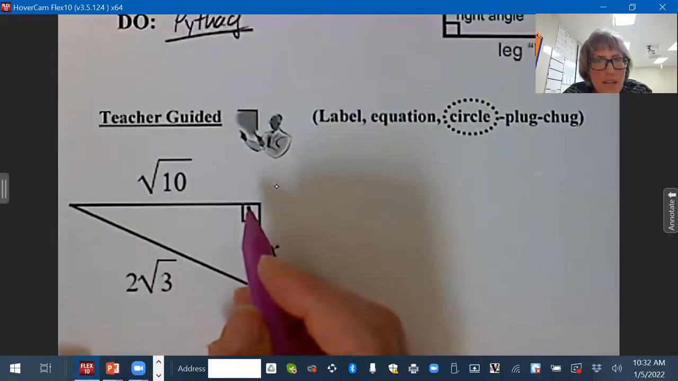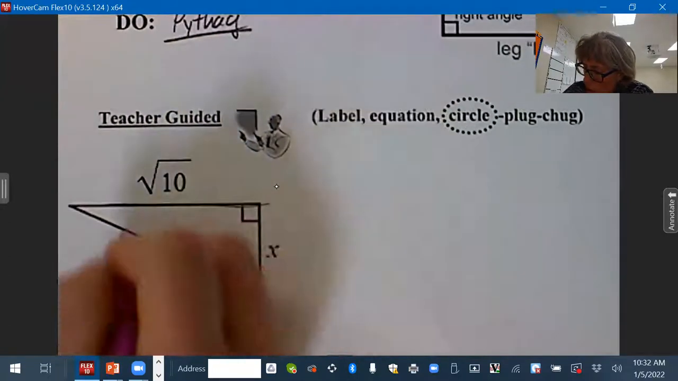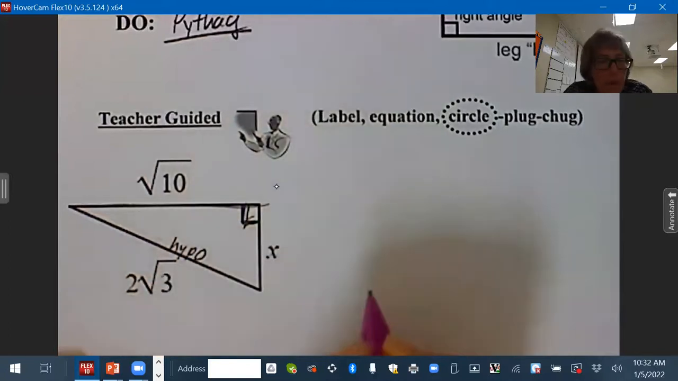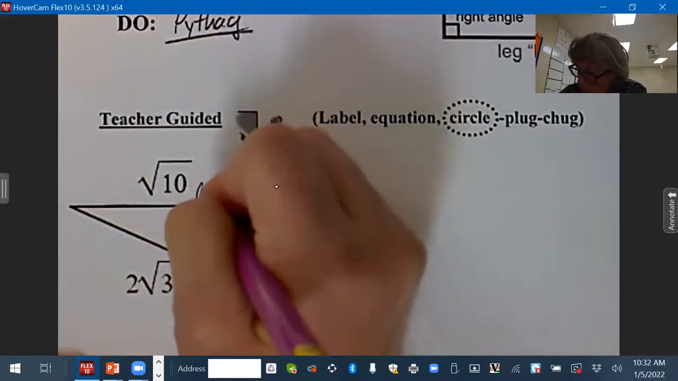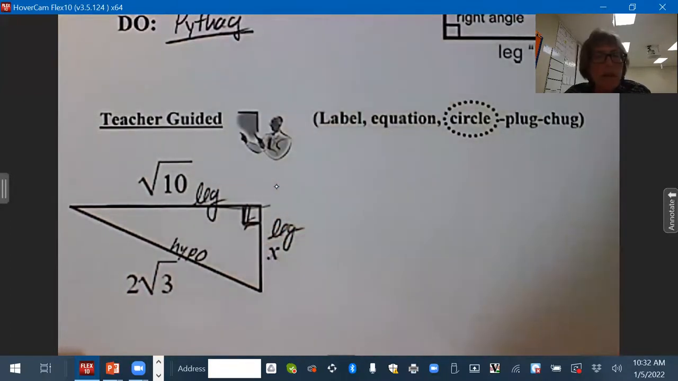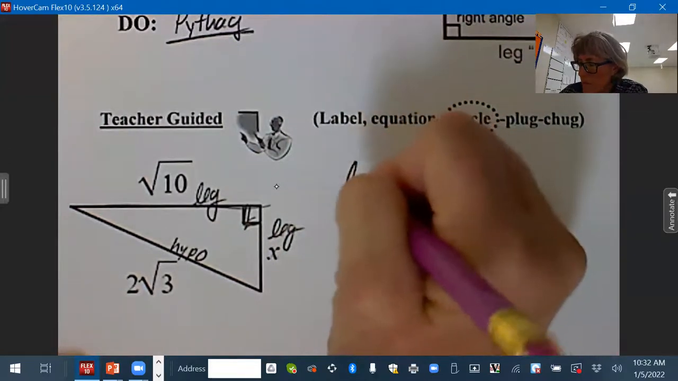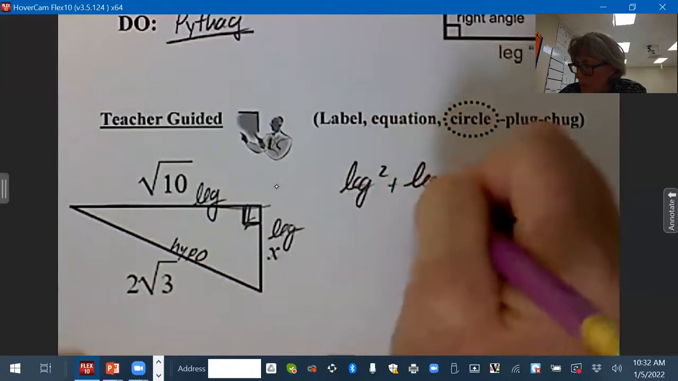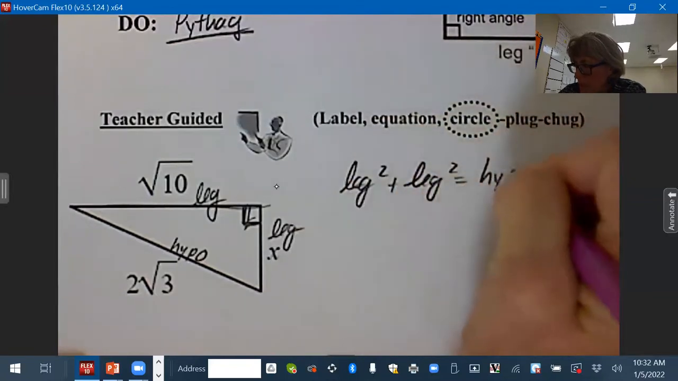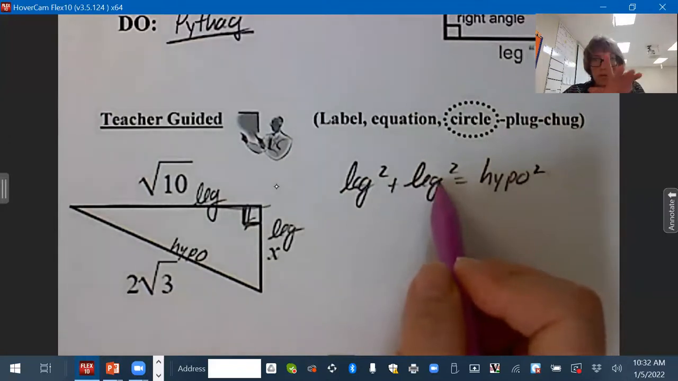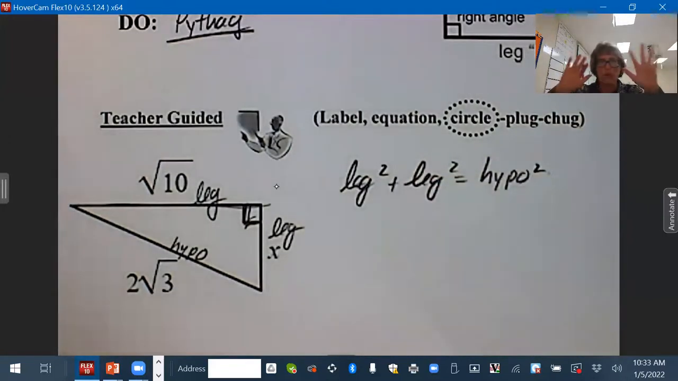Step 1, always identify your legs and your hypo. So there's your right angle. There's our hypo. That's a leg. That's a leg. Write out your Pythagorean theorem. Always write out the equation. Always. Always. You're like, Miss Way, I know it. I don't care. You write it down. It creates a template. And then you circle, plug, chug.